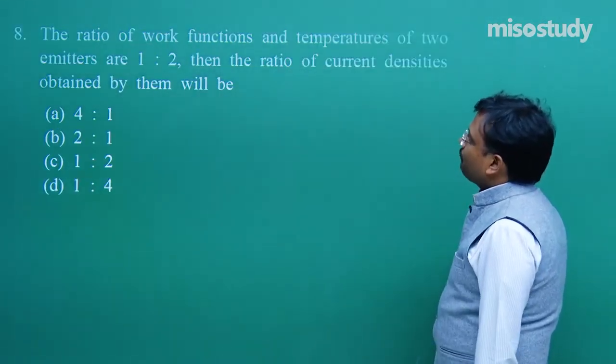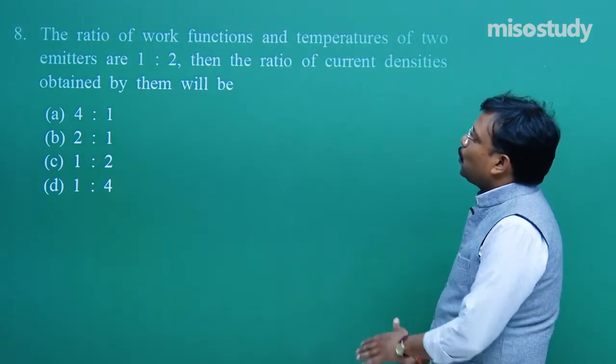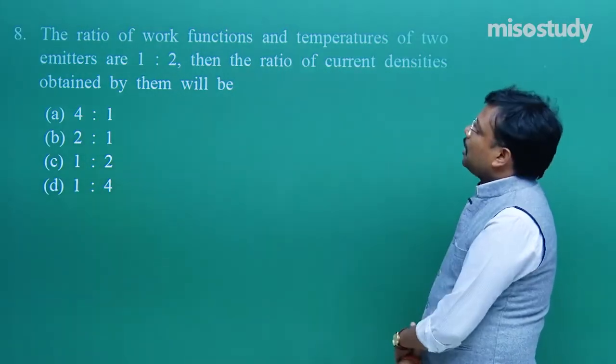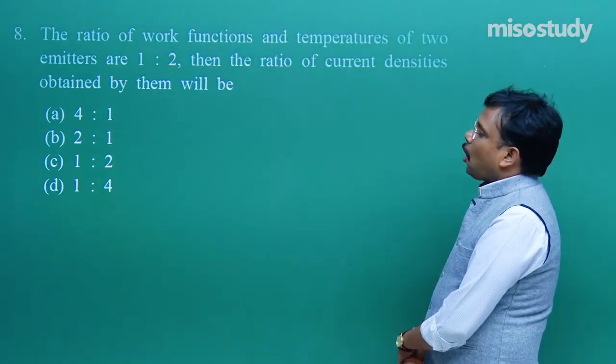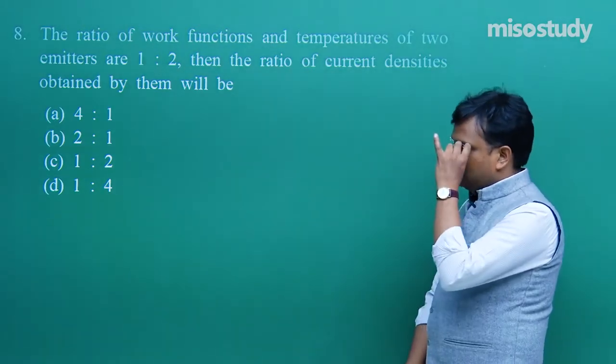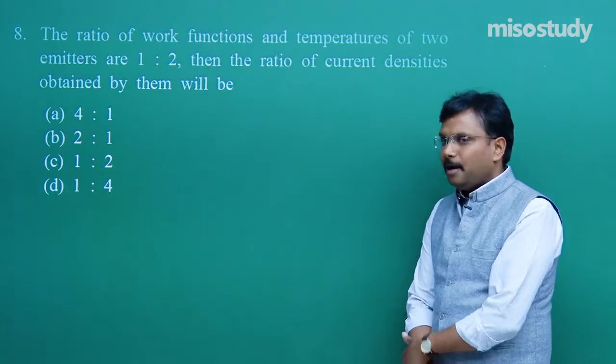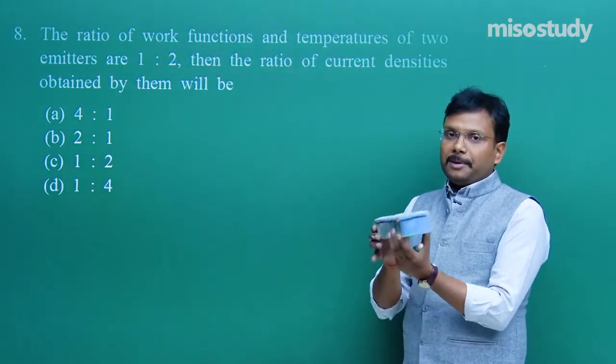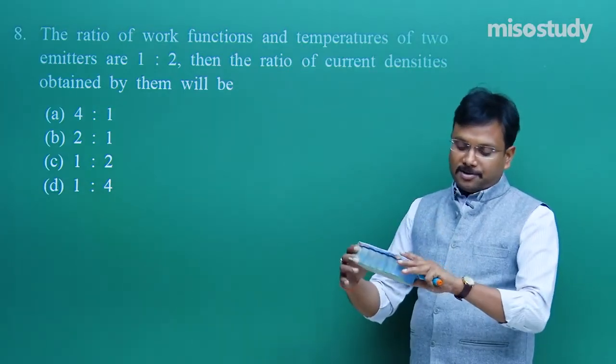The ratio of work functions and temperatures of two emitters 1 and 2 is 1:2. Then the ratio of current densities obtained by them will be how much? Now why did I place this question? The reason is simple. There is one simple concept associated over here, that's why I placed this question.